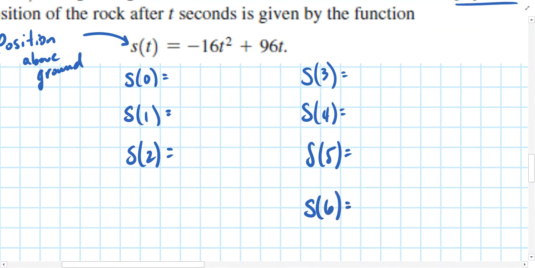So pause the video and take a moment to evaluate this function at each of these test points. Resume playback in a moment to check your work.